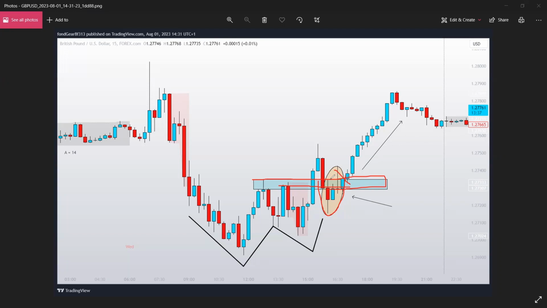You can enter here. You can enter here. This will be an aggressive entry. You can enter once the market goes back up like this. Put your stop loss here, 10 pips below, and then ride this all the way up, right?